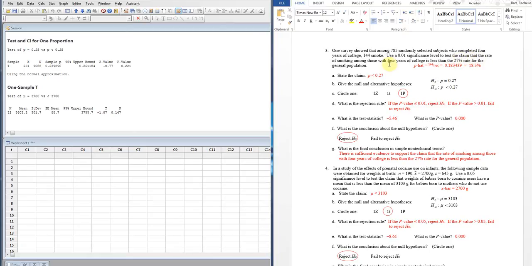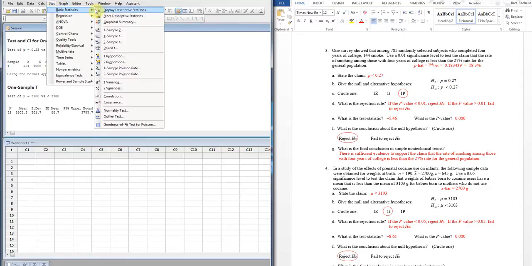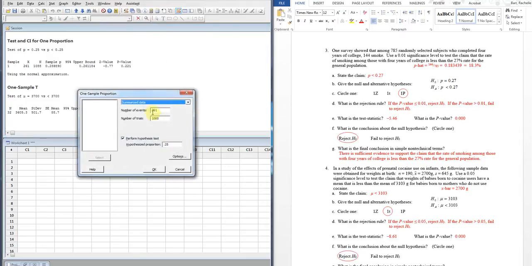So 27% is the rate for the general population, and I think it's actually going to be less among those with a college degree. So I want to test the claim that my proportion is actually smaller. And so I've got my null, which will be the equal to statement, and my alternative. Clearly this is a proportion. That's our only choice for this. So we'll reject if I come up with a p-value that's smaller than 1%, and we'll fail to reject if it's bigger. So let's go on up to Stat, Basic Statistics, down to one proportion, and let's put in the value, 144 out of 785.